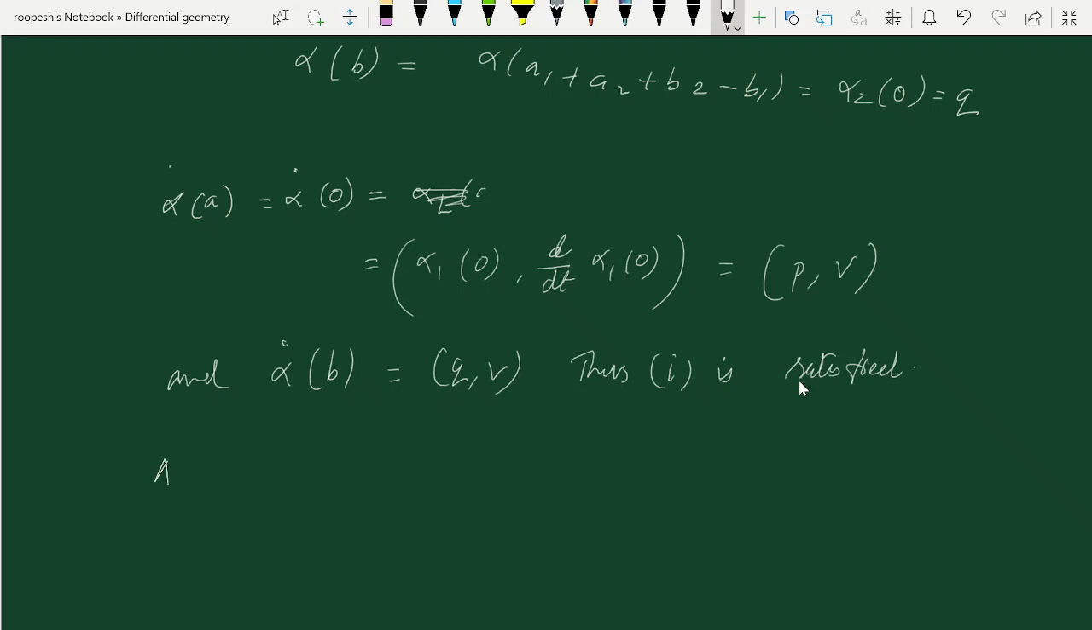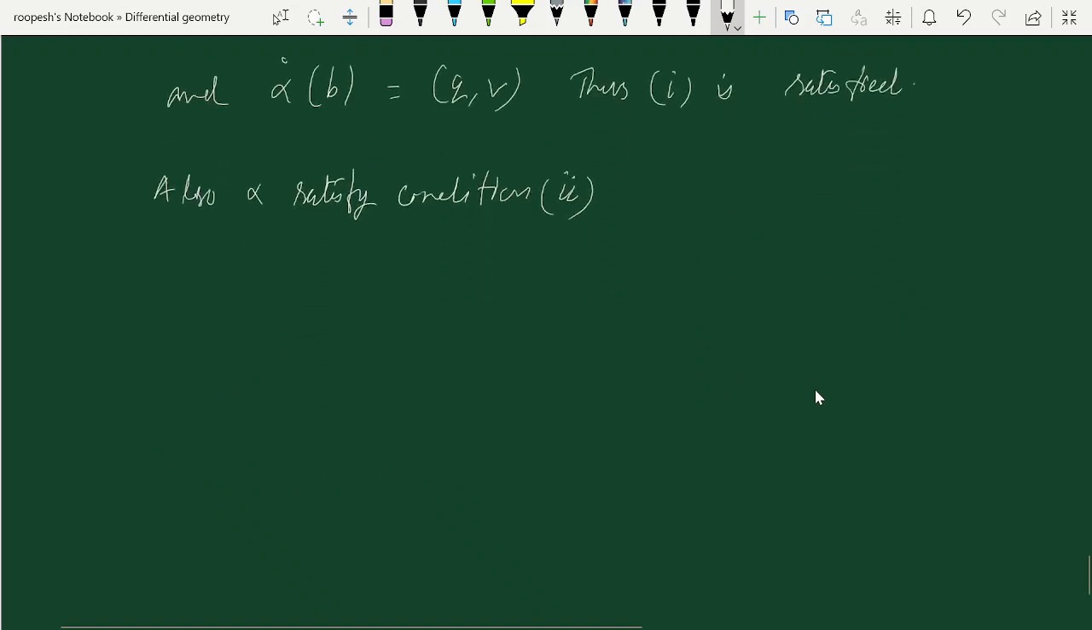And also alpha satisfies condition 2. What was condition 2? If t is a point in between a and b, then alpha of t does not belong to S, right? So let us have this discussion here.